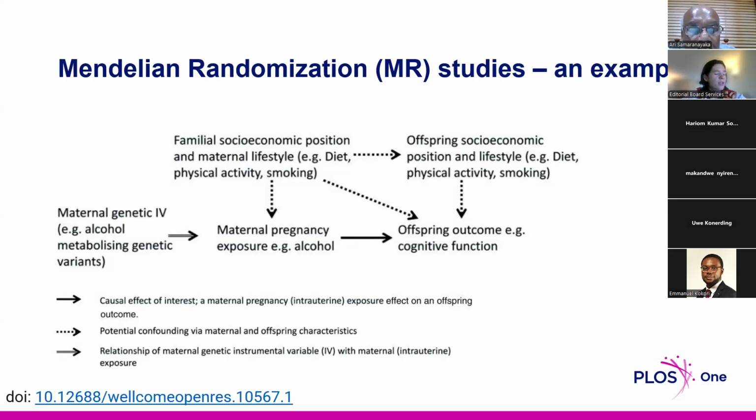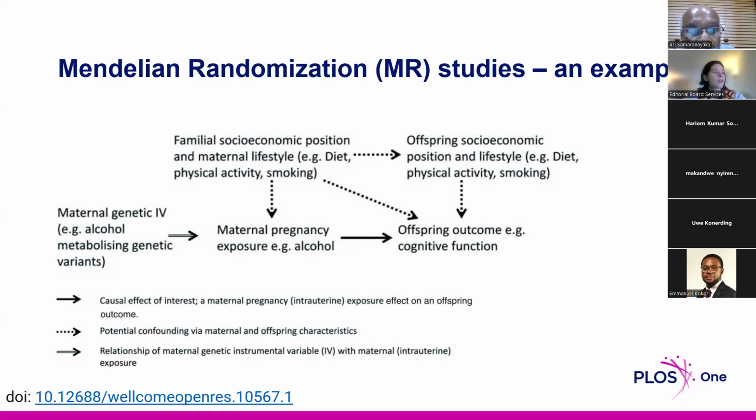This Mendelian randomization study looks at maternal pregnancy exposure, for example, alcohol, on the offspring outcome, for example, cognitive function. So this is our exposure and outcome. We have the maternal genetic instrumental variable, which is robustly associated with the exposure, which is, again, the alcohol consumption, for example.